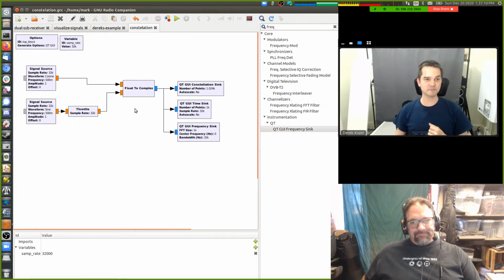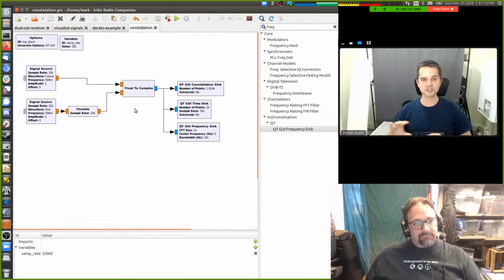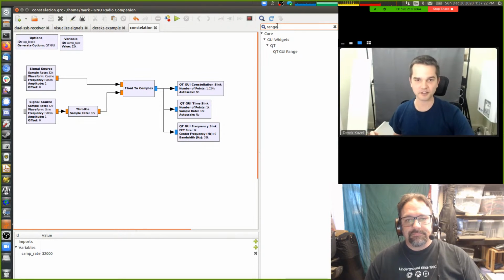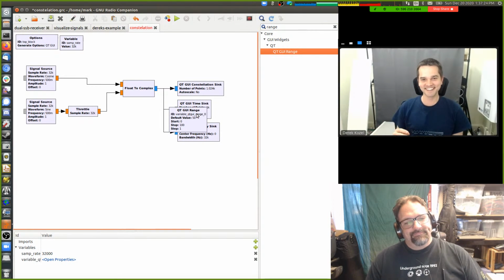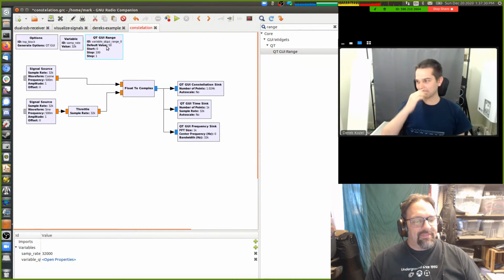But yanking ourselves backwards here a bit. Let's start adding some knobs to this. So can you pull in a range widget? Yep. PS for the audience, this is also turning into a GNU Radio tutorial. Don't care. I mean, I don't care in the negative way. I think this is rad.